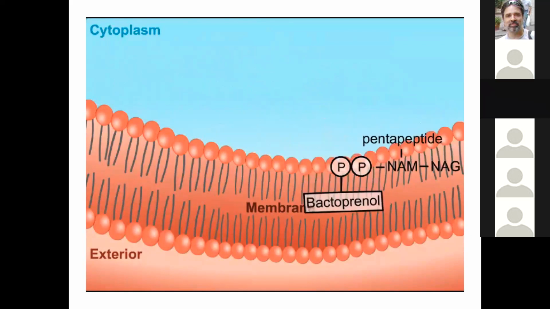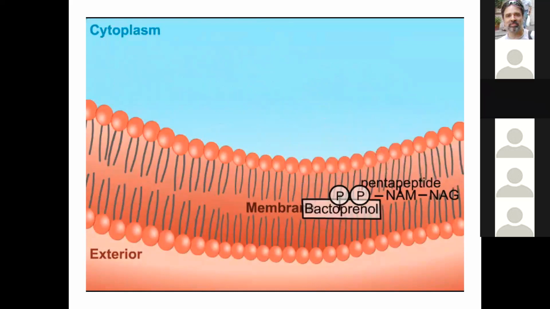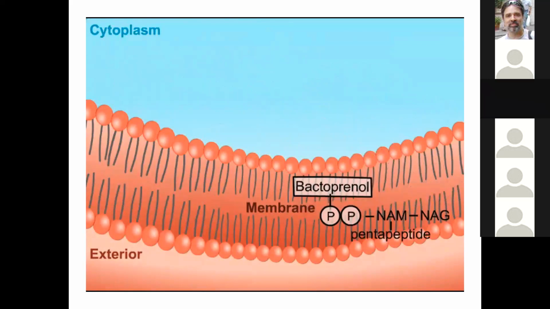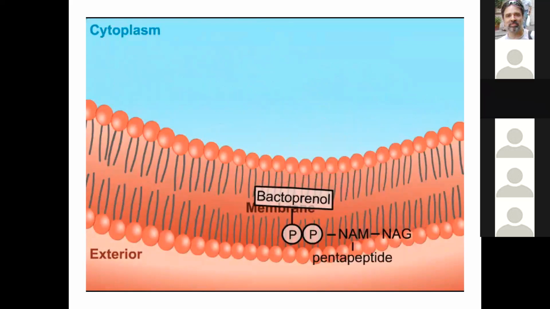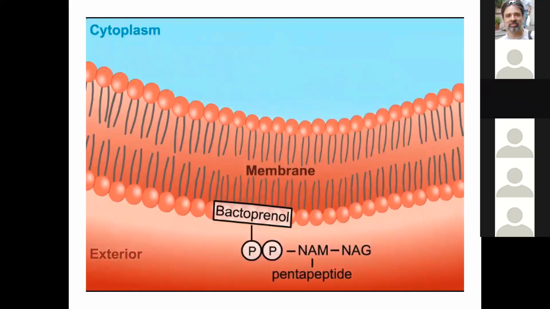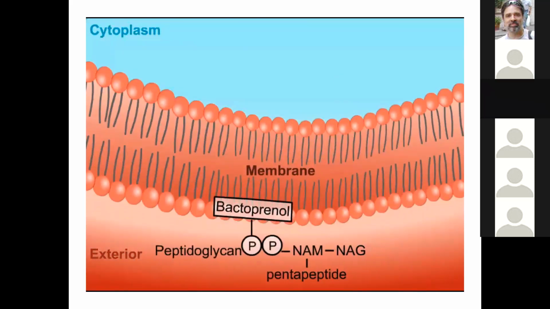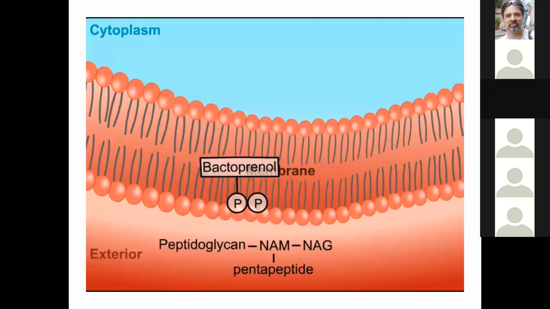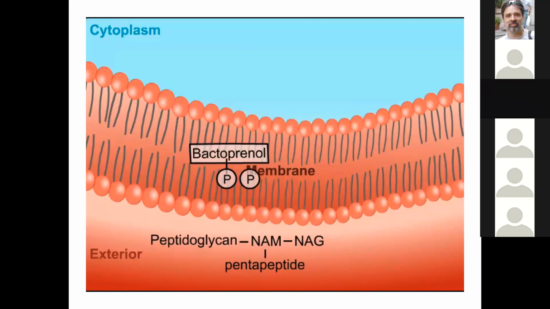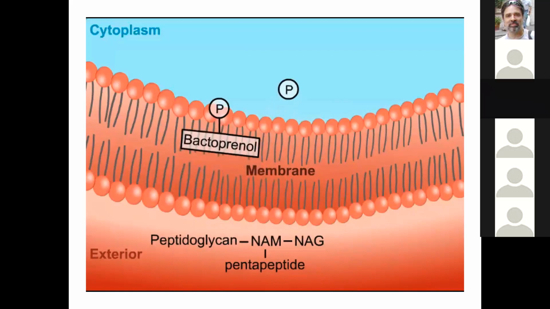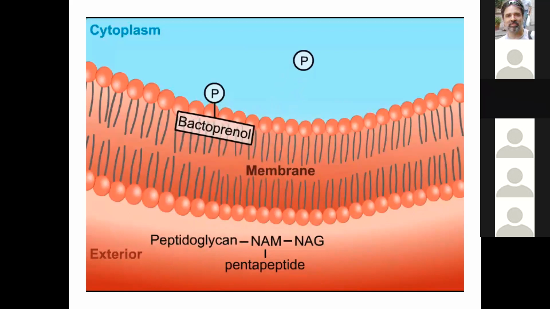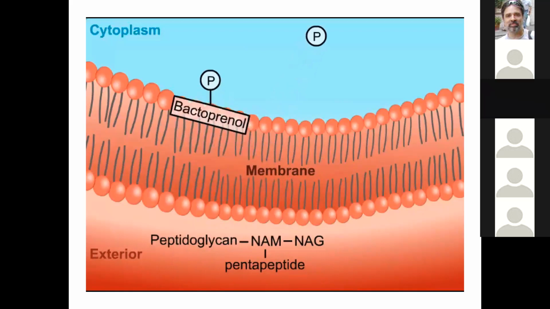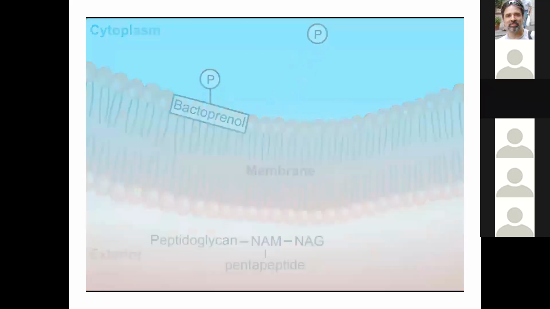The completed NAM-NAG precursor is transported across the membrane to its outer surface by the bactoprenol carrier lipid. The disaccharide pentapeptide is then transferred to the growing end of the peptidoglycan chain to lengthen it by one repeat unit. As the bactoprenol pyrophosphate returns to the inside of the cell membrane, one phosphate is removed by a pyrophosphatase, leaving a bactoprenol phosphate to accept another NAM pentapeptide.